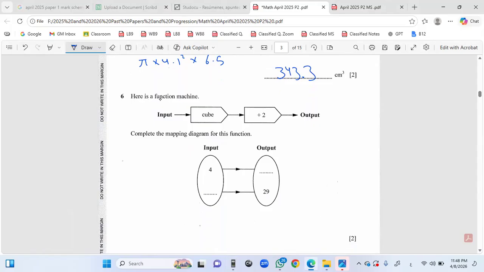Here is a function machine. The input, you cube it, then you add 2, and that gives you the output. So cube 4, which is 64, add 2 is going to give you 66. But I have the 29 here and I want to go backwards. So we're going to move with the inverse operations. 29 minus 2 is 27. Then get the cube root of 27, which is 3.